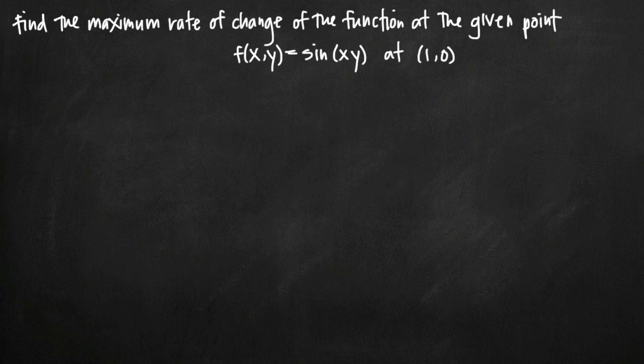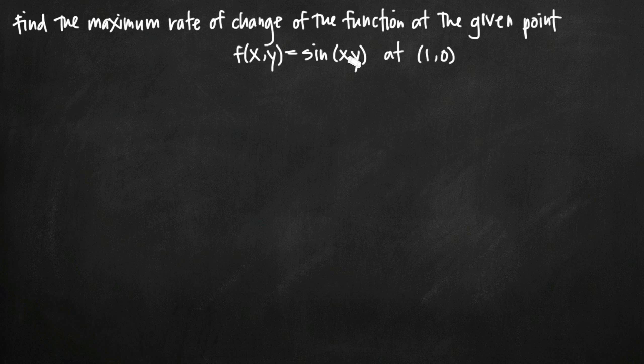Today we're going to be talking about how to use gradient vectors to find the maximum rate of change of the function at the given point. In this particular problem, we've been given the function f of x, y equals sine of x times y, and the point at which we've been asked to find the maximum rate of change is the point (1, 0). In a problem like this, the first thing we need to do is find the equation of the gradient vector, and then we'll use it to find the maximum rate of change.